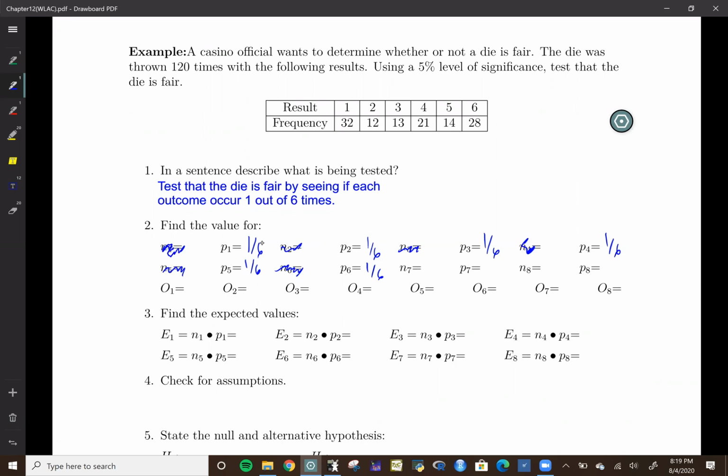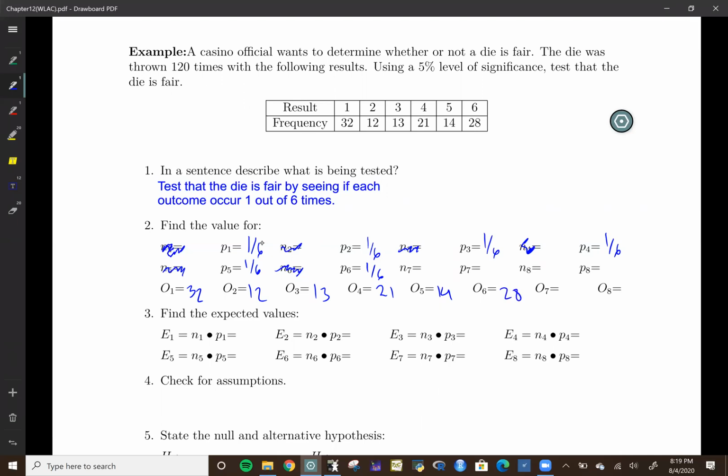So for O1, O2, O3, O4, we just want to put the observed values. So we'll say O1, which is 32, 12, 13, 21, 14, and 28.